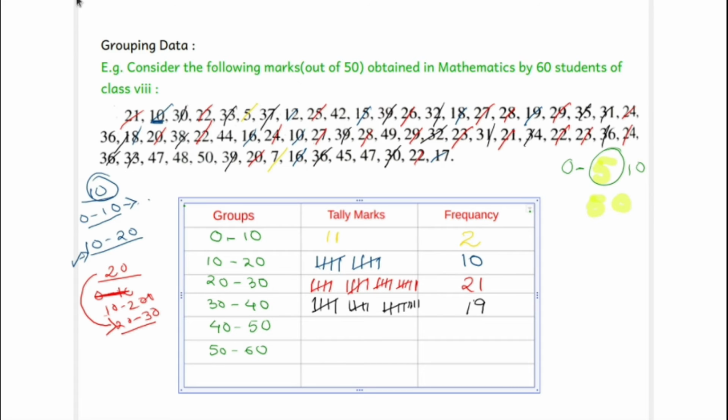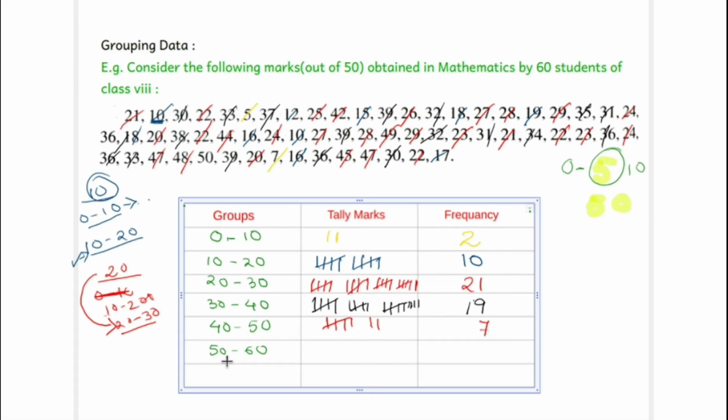Now come to 40 to 50. Check the first row. 42, 1. Second, 49, 2. 44, 3. 47, 48. 45, 47. 1, 2. Okay, so there are 7.